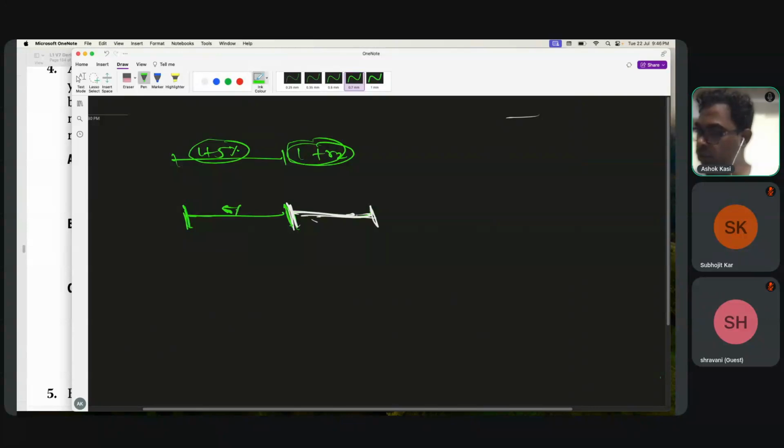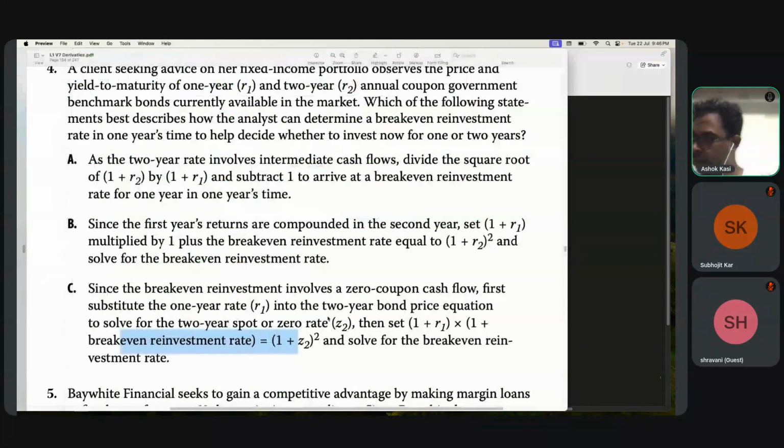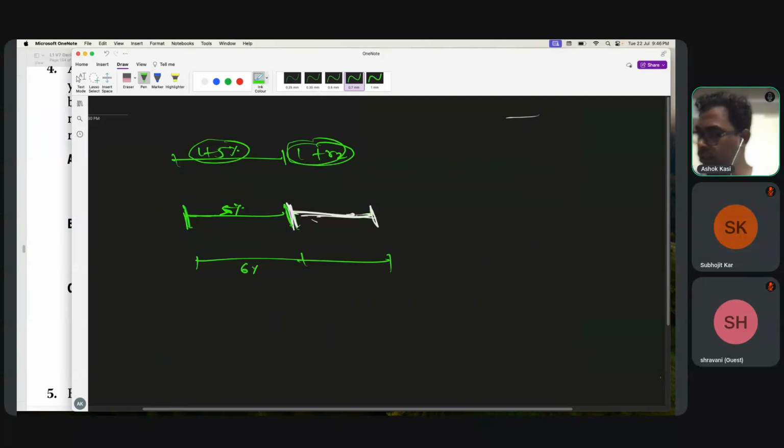So this part is, suppose, 5% and 2 year. So this is 1 plus Z2 raised to 2, meaning a 2 year zero coupon bond. Okay, Z1 means 1 year. So this is the spot they have mentioned as 1 plus R1. Fine. If this is, let's say, 6%. So these are the given conditions. Now this is called my reinvestment rate.